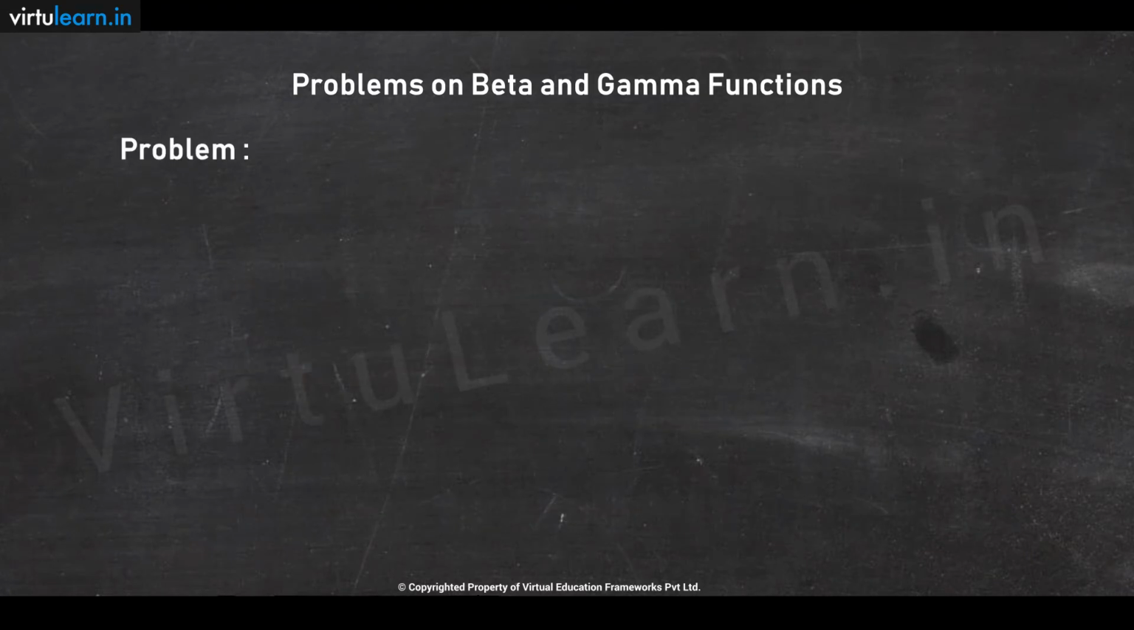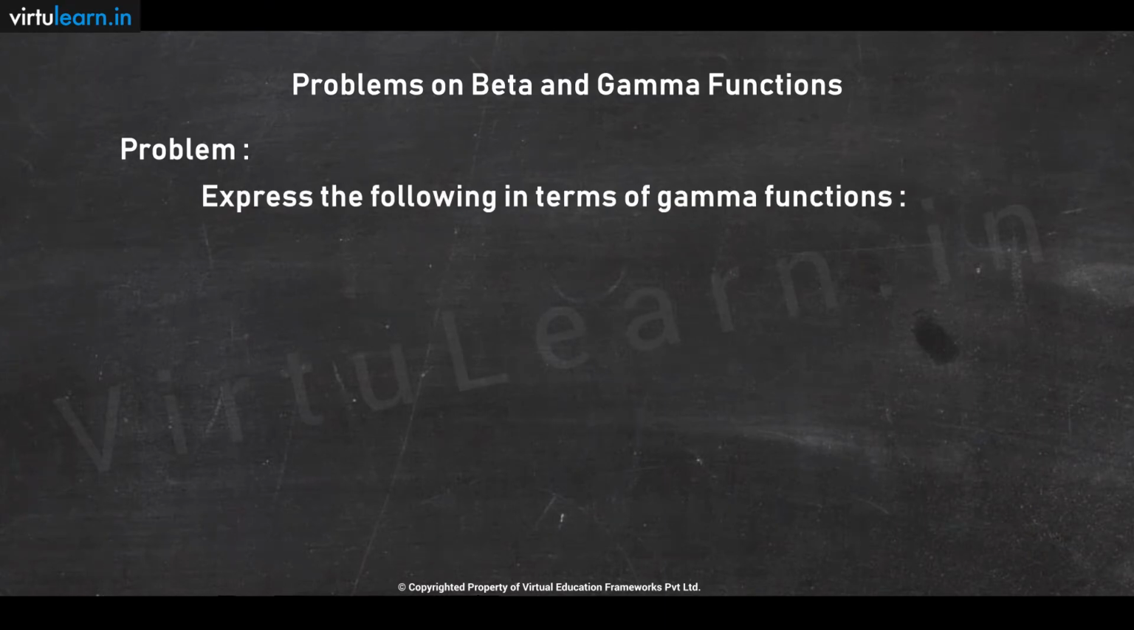Another one: express the following in terms of gamma function. Certain integrals will be given to us, and we have to express them in terms of gamma functions. The first one under this category is integral 0 to infinity e power minus x square dx. We have to express it in terms of gamma functions.